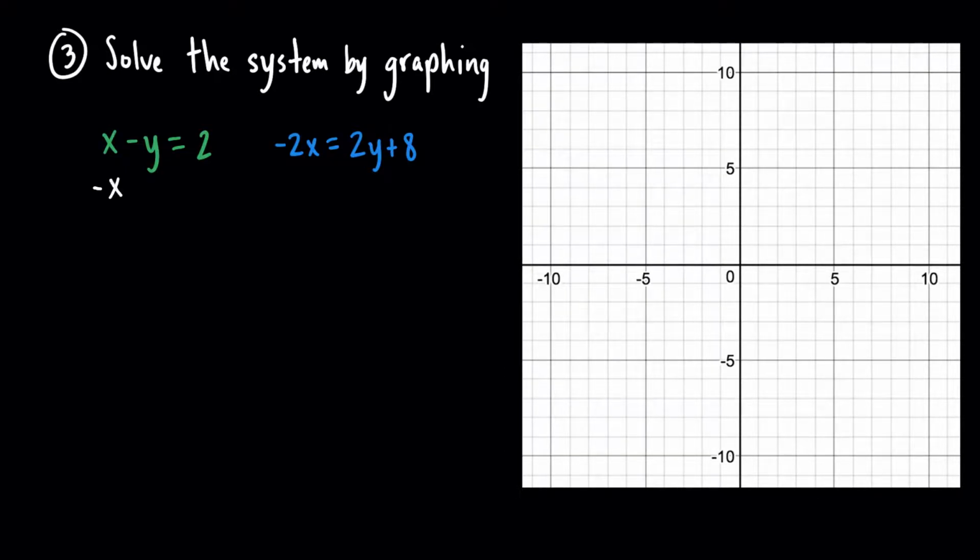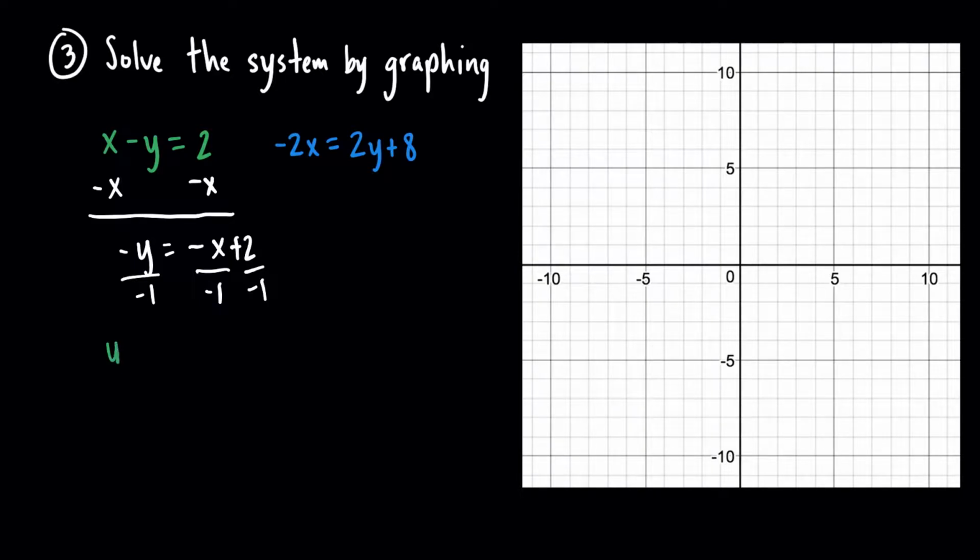I would probably subtract x here. So you get negative y is equal to negative x plus 2. And what I would do here is divide by negative 1, and I would divide everything over here by negative 1 as well. When you do that, let's actually put this in green now.